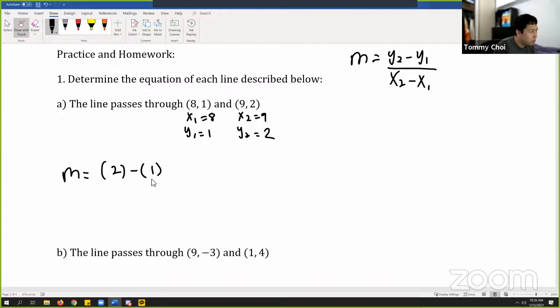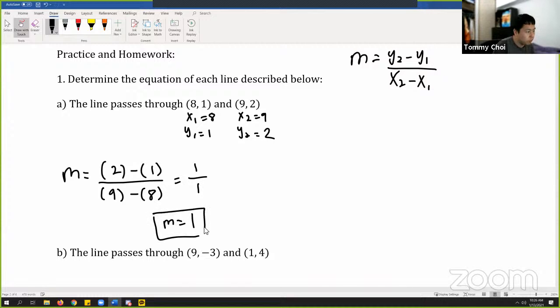We can write down all of that, which allows us to plug it into our formula. I'm going to get 2 minus 1 over 9 minus 8. And 2 minus 1 is 1. 9 minus 8 is 1. So my slope is just 1. There's my first slope. So since my slope is 1, I can plug it into y equals mx plus b, which will give us 1x plus b. Okay, so I'm not going to write 1x, but it's the same thing as just writing y equals x plus b.